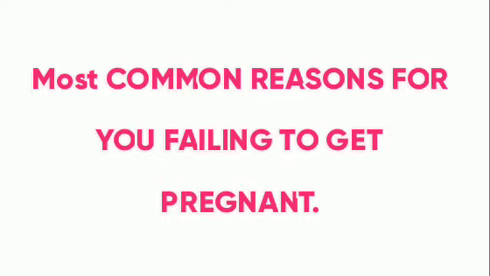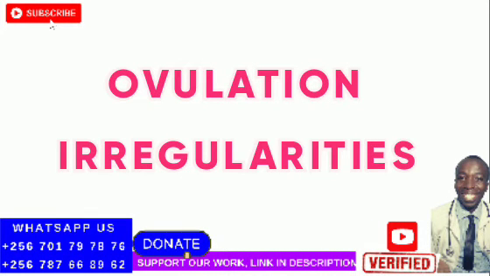So, what are the most common reasons for not getting pregnant? Without further ado, we shall go to our first reason why you are not getting pregnant. Number 1. Ovulation irregularities. By the word ovulation, I mean the release of a mature egg that's supposed to be fertilized on the 14th day to become an embryo. So if a woman has issues releasing her eggs, then there's going to be difficulties getting pregnant.